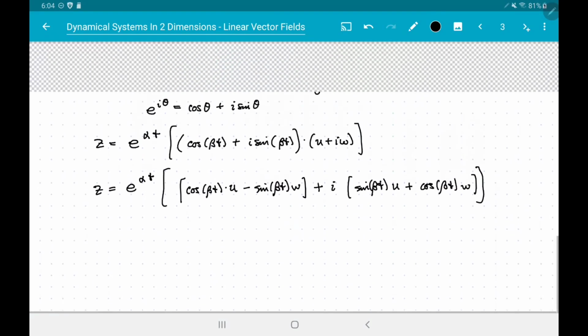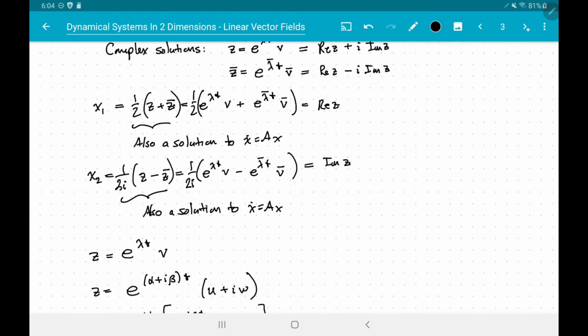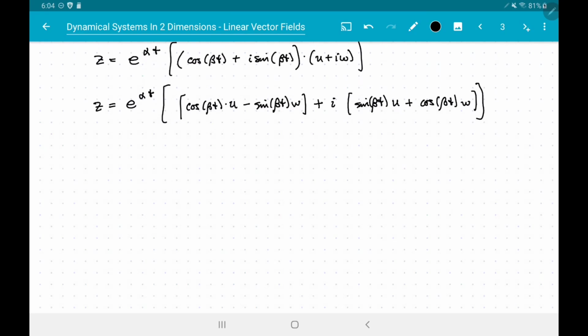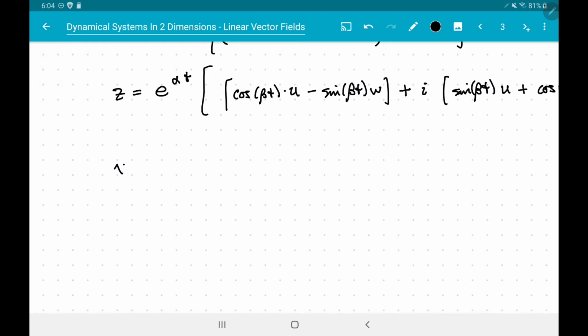Remember that what we did up here was to show that the real part of z and the imaginary part of z are both linear combinations of z and z bar, both of which solve the differential equation, which means that the real and imaginary parts here are the two solutions in real form. So yeah, are two real solutions.